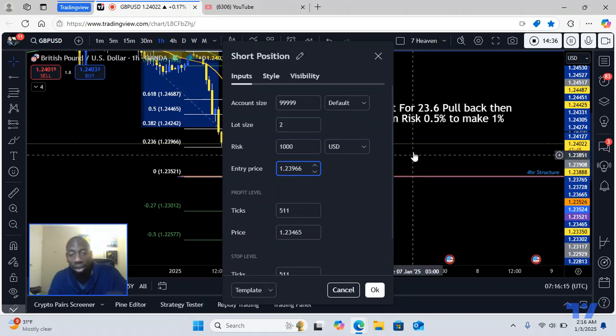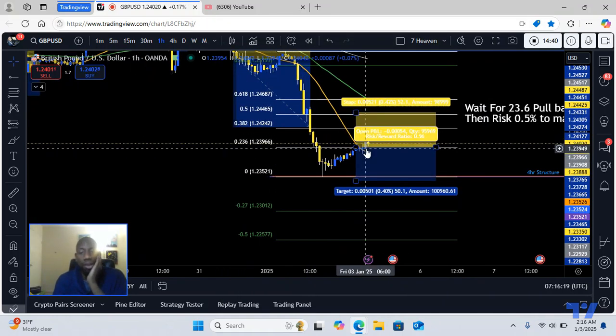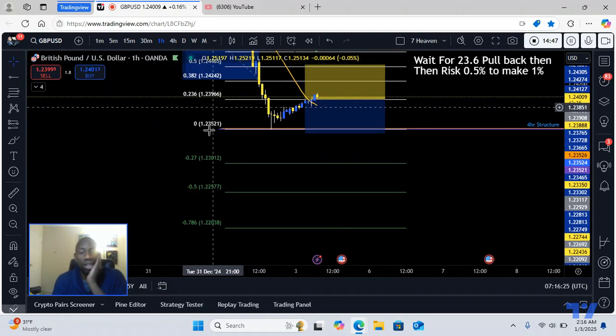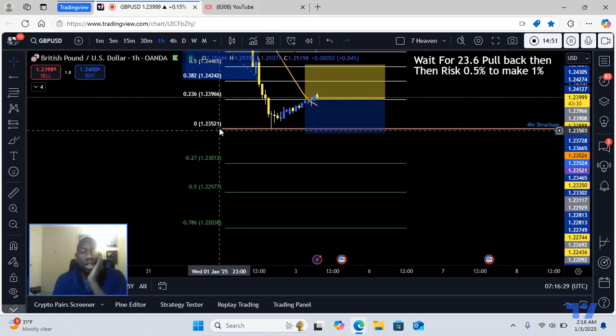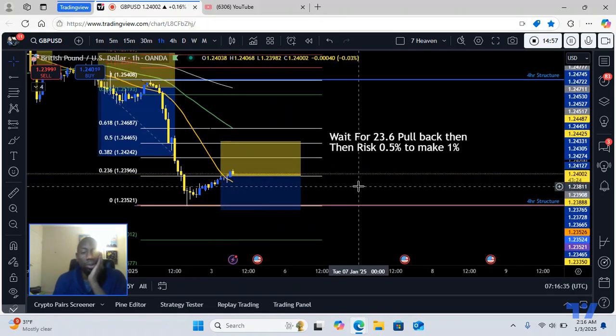966. Now you use the Fibonacci correctly. These lines will tell you. So if I want to place a mark here, this is the number that I need to place. My entry is to be this number. My TP is to be this number. My stop loss is to be this number. It's already in place.